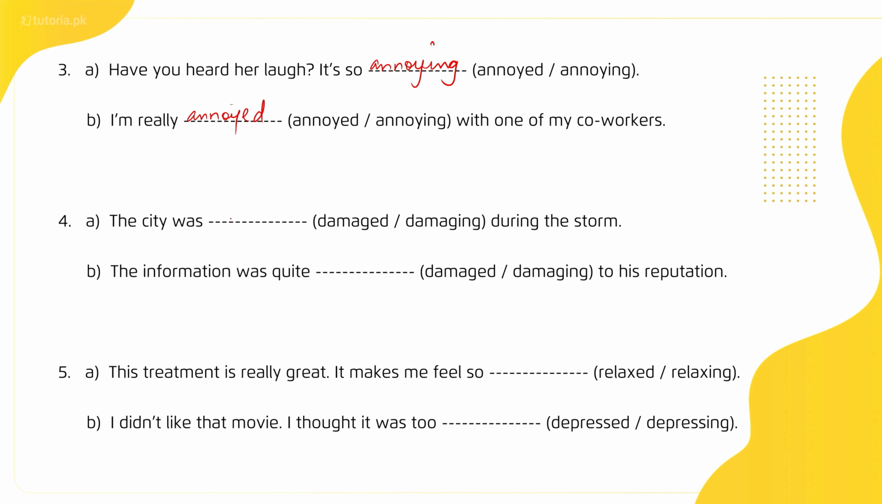Fourth is the city was dash damaged, damaging during the storm. The city was damaged. Present participle आएगा during the storm. B is the information was quite dash damaging to his reputation. The information was quite damaging to his reputation.